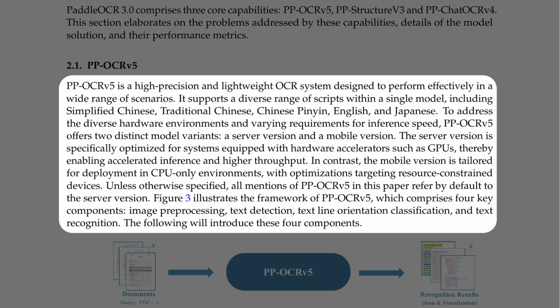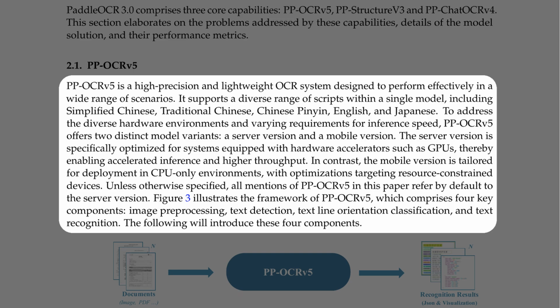The server version is specifically optimized for systems equipped with hardware accelerators, such as GPUs, thereby enabling accelerated inference and higher throughput. In contrast, the mobile version is tailored for deployment in CPU-only environments, with optimizations targeting resource-constrained devices.